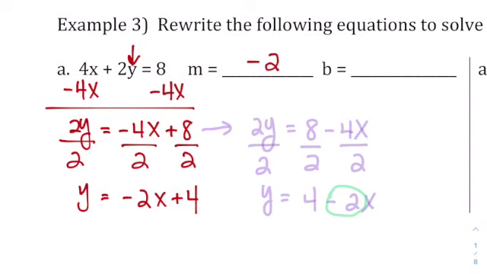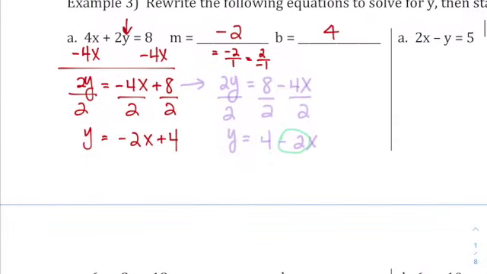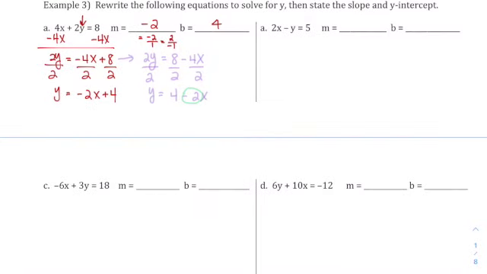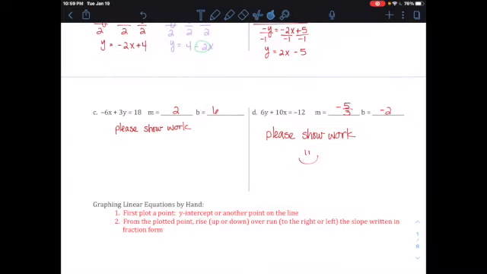Now, I also want you guys to remember negative 2 is also the same thing as negative 2 over 1 or 2 over negative 1, depending on whether you run out of paper on your graph or not. And then the y-intercept is just 4. Then please pause and do the next 3 problems, B, C, D.